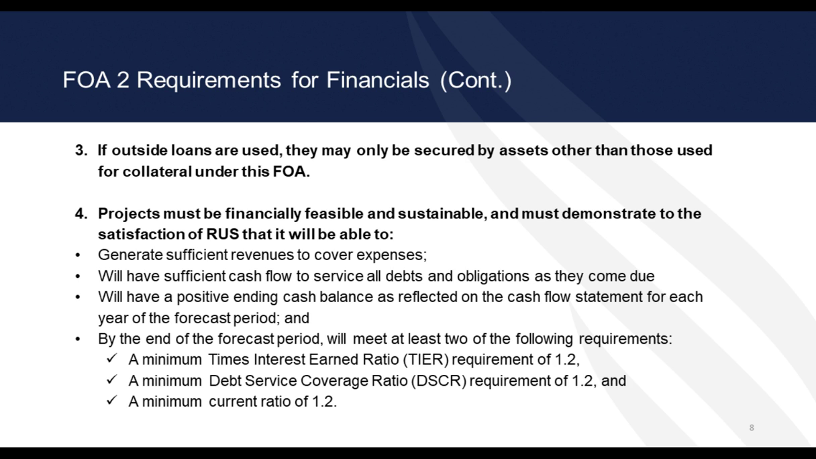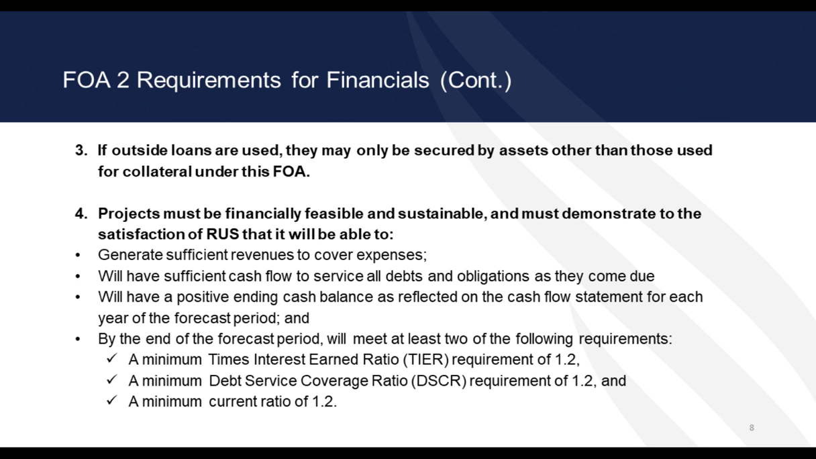If outside loans are used, they may only be secured by assets other than those used for the collateral under this FOA. If the application states that other funds are required for the project in addition to the ReConnect funding requested, evidence must be included in the application identifying the source of funds and when the funds will be available.